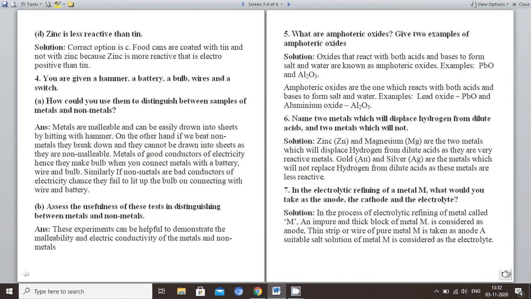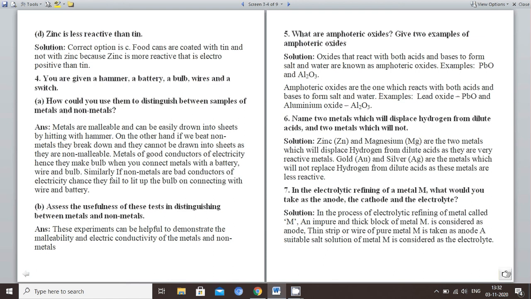Next question is, you are given a hammer, a battery, a bulb, wire and a switch. How could you use them to distinguish between samples of metals and non-metals? आप कैसे बताएंगे इसमें से कौन सा सैम्पल मेटल का है कौन सा नॉन मेटल का है?